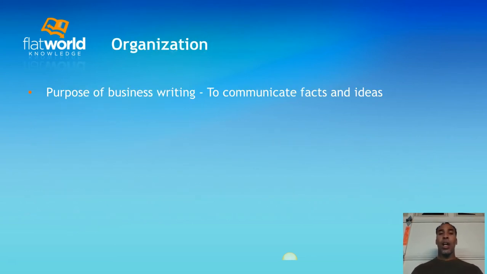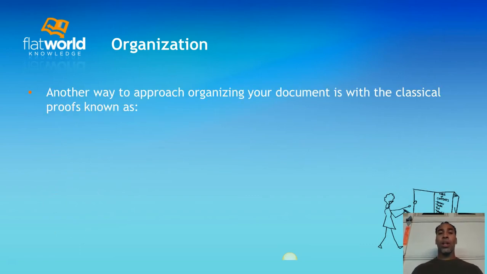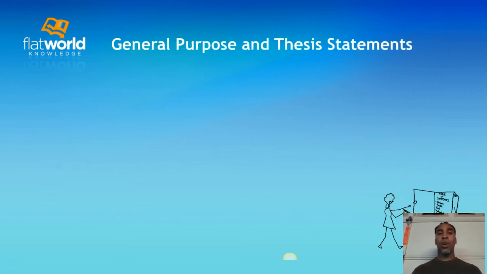So organization: the purpose of business writing is to communicate facts and ideas, not concepts that may or may not be true, but facts and ideas. Each document must address the following basic elements: who, what, when, where, how, and why. And we talk about this in your homework assignment all throughout the course. Another way to approach organizing your document is with classical proofs known as ethos, logos, and pathos, and we discussed those last chapter as well.